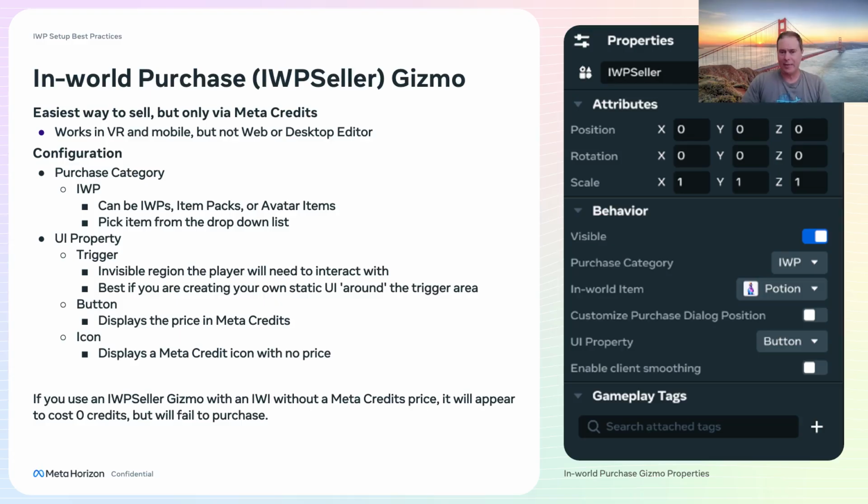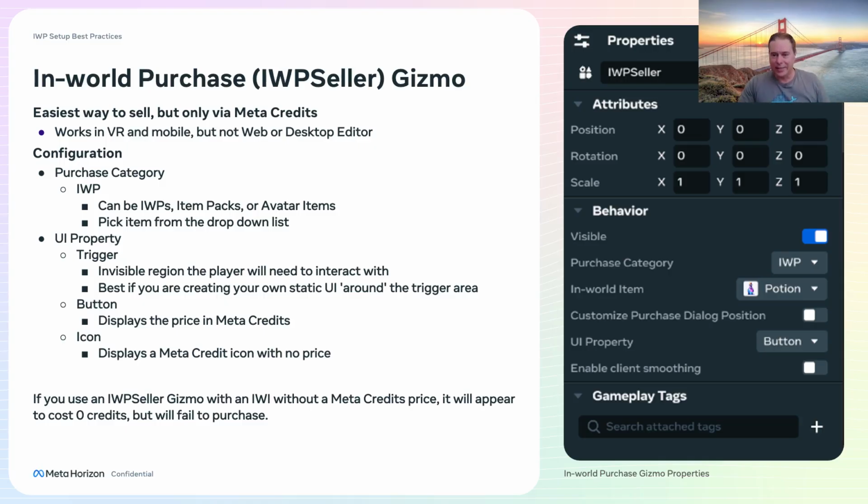And then you'll have an in-world item, and you basically pick from this drop-down list of in-world items that you want to sell. It can be IWPs, it can be item packs, and it can be avatar items. So you can just pick whatever you want from that list. So all three of the item types, so long as they have meta credits attached to them, can be posted here.